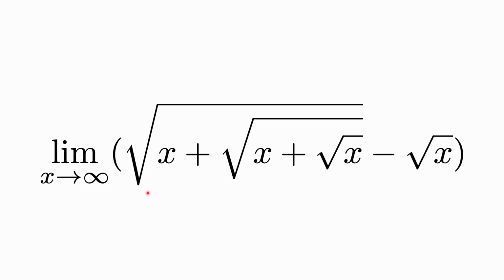Hey guys, so I got a new problem for you. We have this triple square root minus square root of x as x goes to infinity. So this is an indeterminate form of infinity minus infinity, so you cannot just use L'Hopital's rule or something like that. You have to use what's called a conjugate expression.